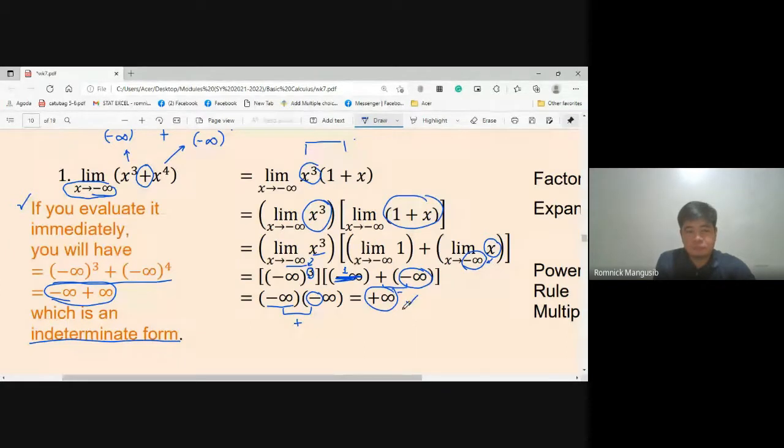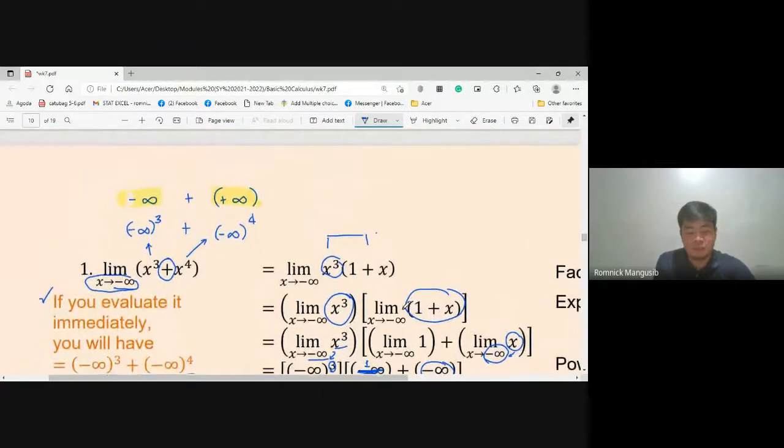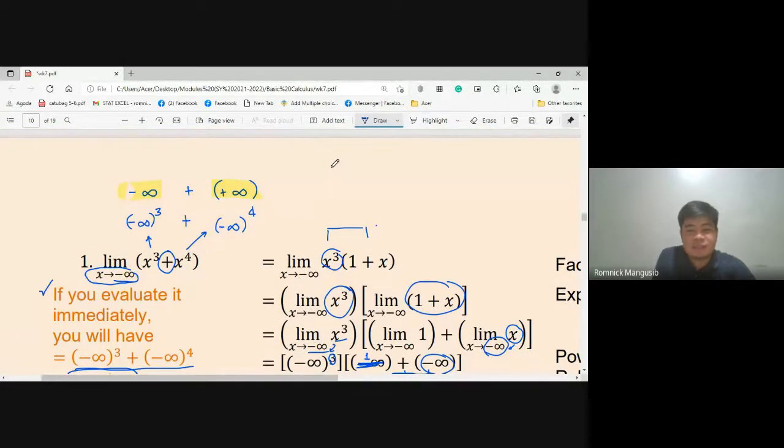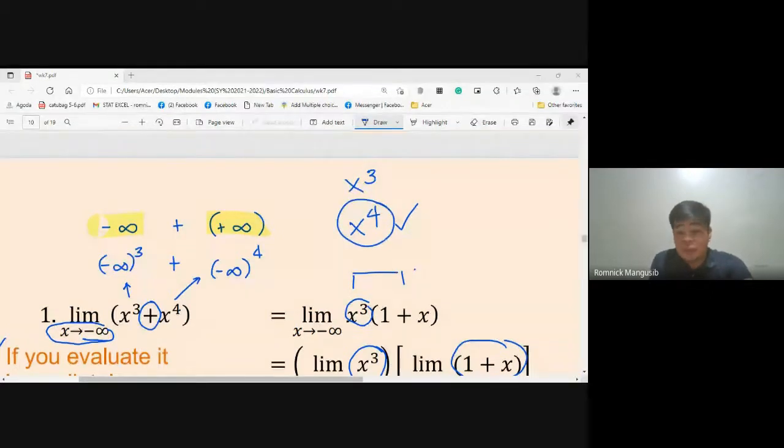But don't you know, class, that pwede mo din makilala agad-agad kung ano yung posibilidad sa dalawang ito? Sino sa dalawang mas malaki? I mean, which among these two is greater? X cubed or x raised to 4? Di ba ito si x raised to 4 ang greater? So, ibig sabihin, siya ang magpe-prevail. Because x raised to 3, x raised to 4, compare them. Infinitely decreasing. Compare them. Which is greater.